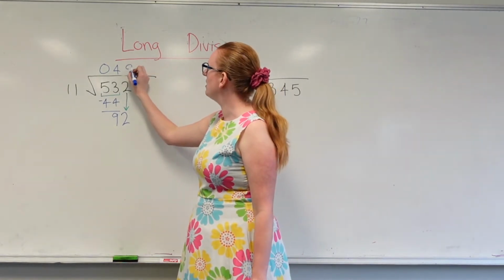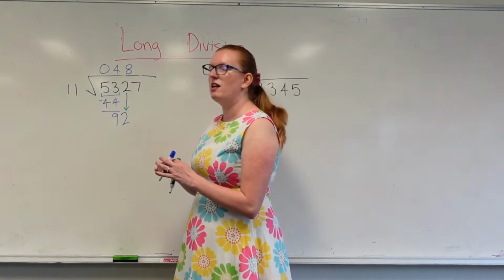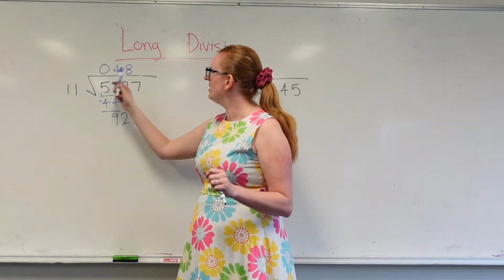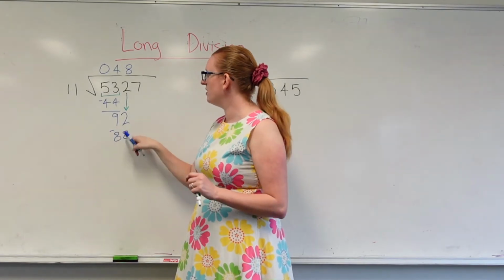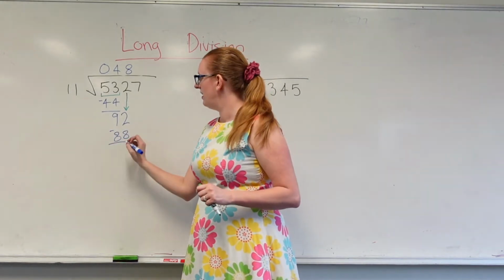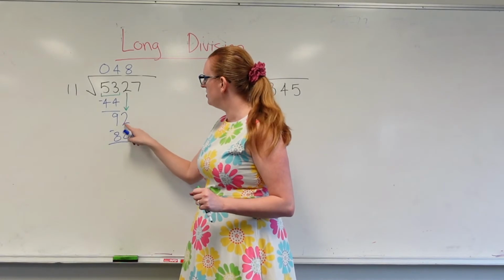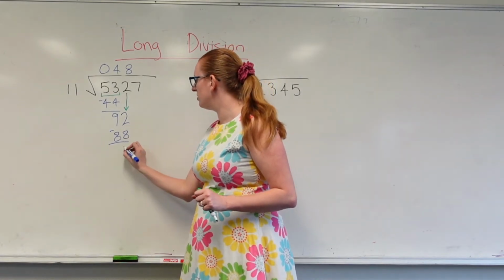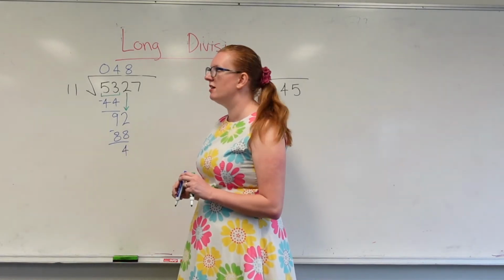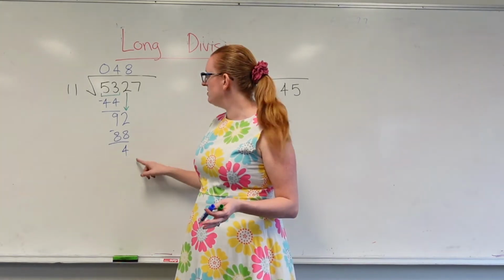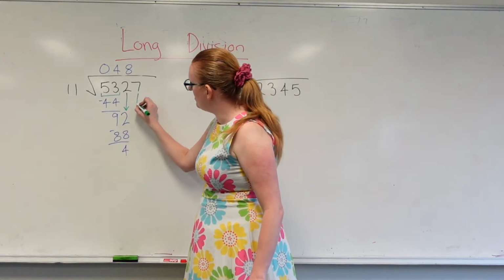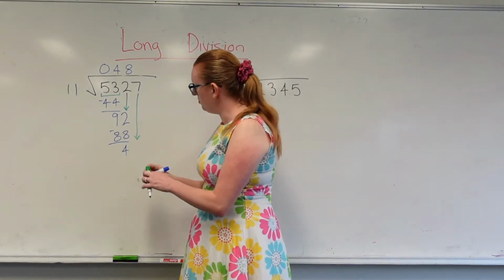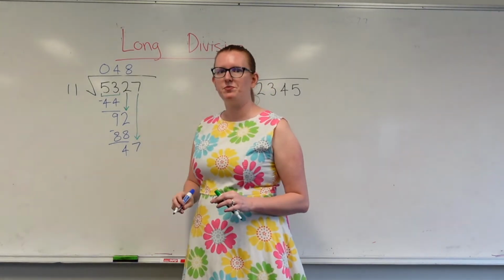So I'm going to put an 8 up here and test that theory, because 11 8s are 88, and I'm going to take that away from 92 and see how many are left over. So 92 take away 88 will give me 4. Alright, cool. So I was right, there's not enough left over to take another one out. Now I'm going to move down my 7 and this will become the number 47.